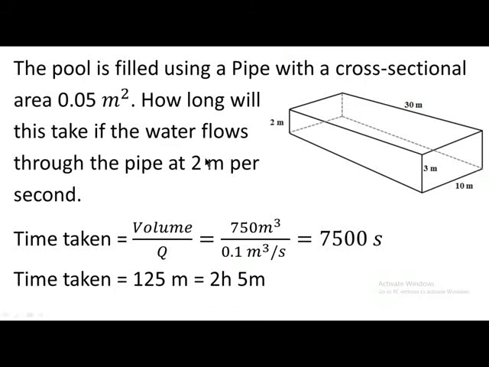So the time taken to fill this swimming pool is actually 7,500 seconds. Or you can convert seconds to minutes, and you'll find the time taken is 125 minutes. And you can also convert the minutes to hours: it is 2 hours 5 minutes to fill this pool with this discharge or flow rate.